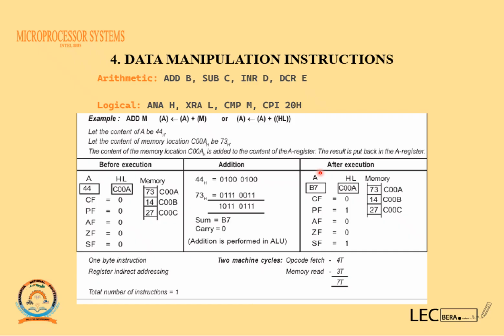Just understand that data manipulation instructions can be used to add, subtract, increment, decrement, XOR, and compare, among other instructions. These instructions are used to manipulate data. We can add what is inside the register to what is inside the accumulator. We can subtract what is inside the register from what is inside the accumulator. We can increase the data inside D by 1. We can reduce the data inside E by 1. I will share with you the list of all these instructions and their meanings, so don't worry.